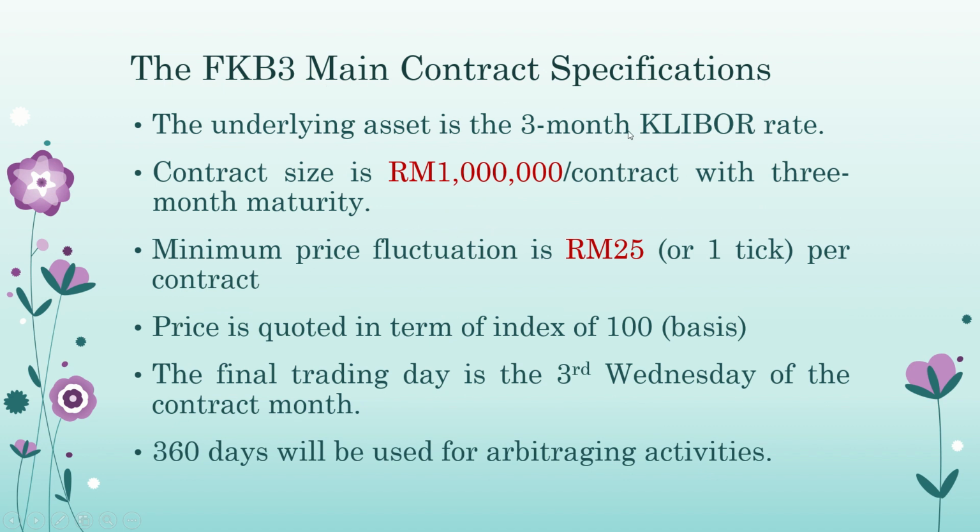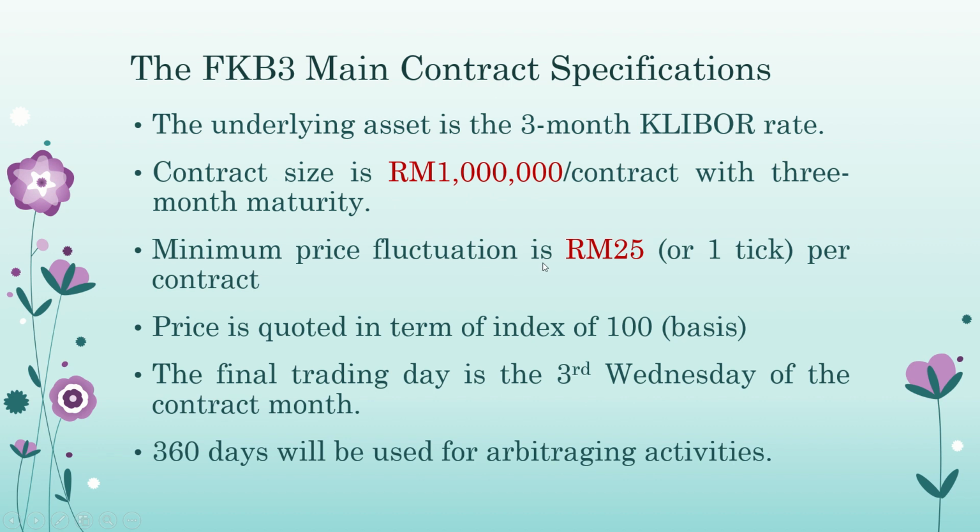The underlying asset, again, the 3 month CLIBOR rate. The contract size is 1 million ringgit per contract. Interbank money market ni anak-anak, the borrowing and lending normally memang million. Paling common dia 1 million. Okay, jaranglah interbank money market, alright, do borrowing and lending less than 1 million. So contract size dia per contract is equal to 1 million.